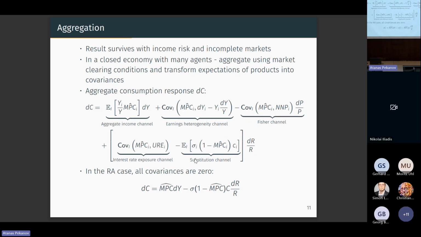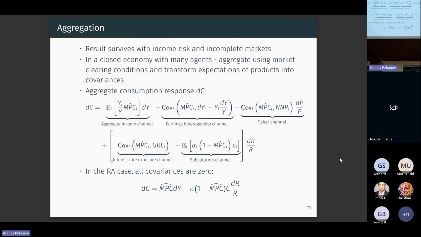Basically what Auclair shows is that the total consumption response in this economy can be given via sufficient statistics, meaning that you only would need data to be able to evaluate how much is the total consumption response in this economy. And this data revolves around 5 channels. So 2 of them are our classical channels.